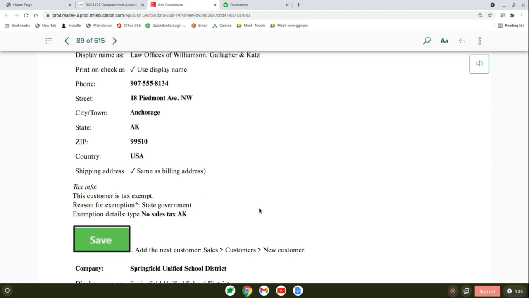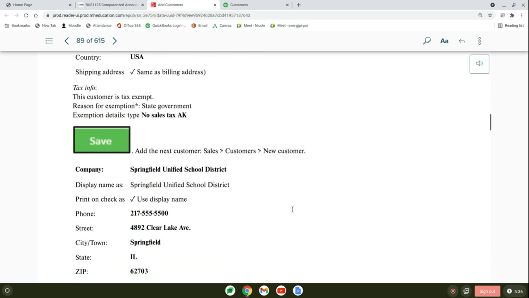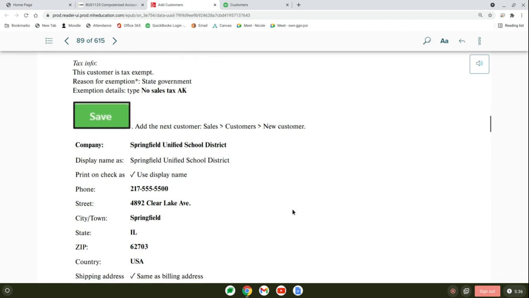So remember I showed you that there were those tabs, and the third one in, you have address, notes, and then the third one in was tax info. So you click on that third tab in, and then you'll see there the first thing on the top, you'll be able to say that this customer is tax exempt. The reason is state government. No sales tax is applied in Alaska. All right, and then you'll save that and go back out and go back in, customer, add new, right?